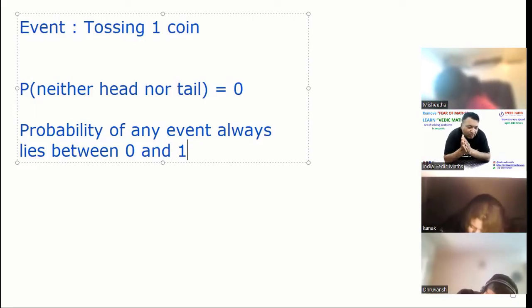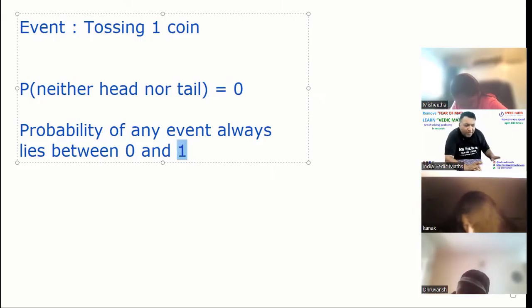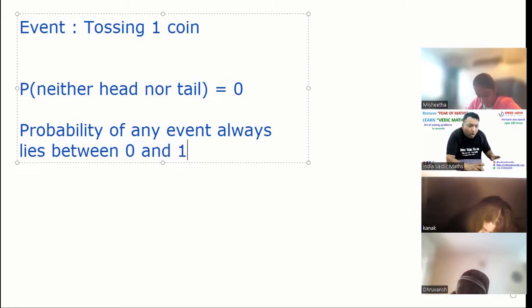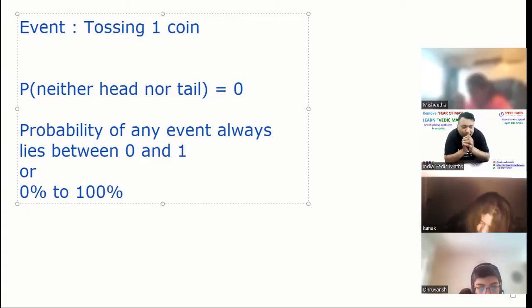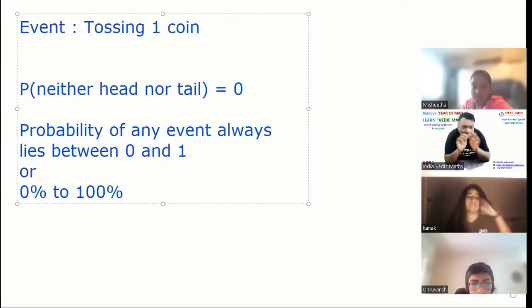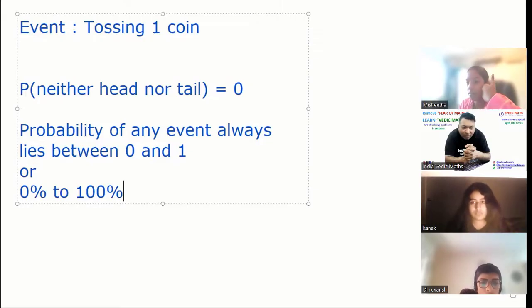Tell me, Vedant, can probability be 5? Can probability of any event be 5? No. Probability always lies between 0 and 1. Or if you want percentage, you can say 0% to 100%. It cannot go beyond that. Cool, everyone? Probability of any event is always like that.